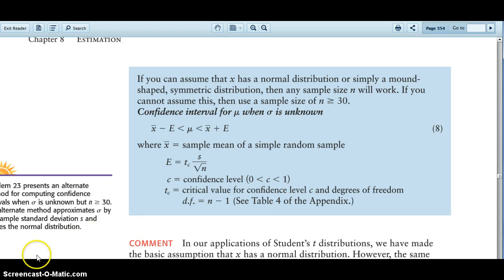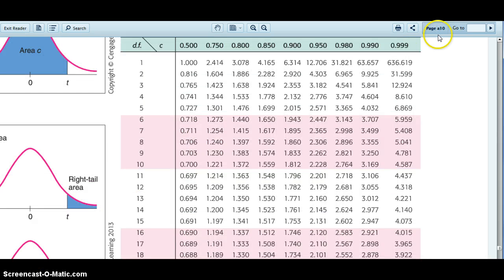So let's take a quick look at table 4. It's on page A10 in the back of the book. The confidence levels are listed across the top. So if you want 80% confidence, you would go to the 80% column. If you want a 95% confidence, you would look at the 95% column. And you just go down to your degrees of freedom. These numbers over here correspond to the degrees of freedom.